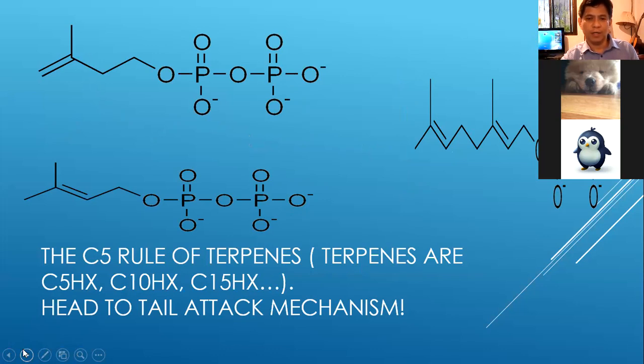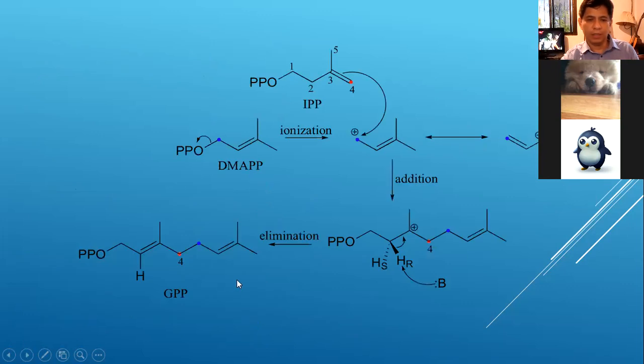So, kaya meron tayong hemiterpene. Pag hemiterpene, 5 carbons. Tapos, monoterpene, 10. Tapos, merong 15 carbon na terpenes, 20, 25, 30. Okay? So, merong tinatawag na head-to-tail attack mechanism in forming longer chain of terpenes. So, this is the head-to-tail attack.